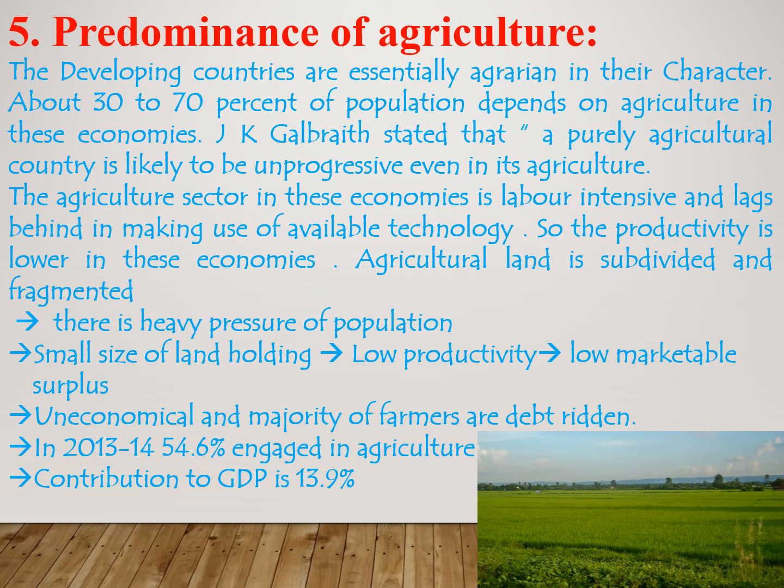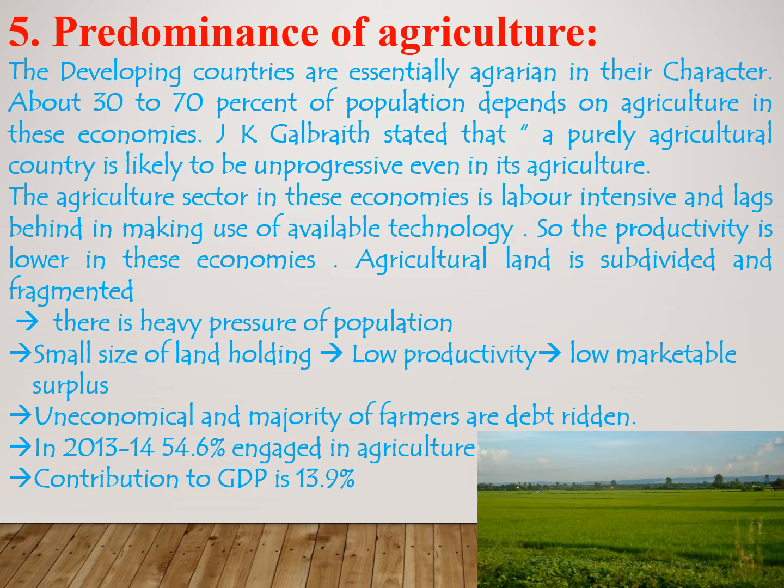The predominance of agriculture. Most of the developing countries are basically depending on the agricultural sector. About 30% to 70% of the population depends on agriculture in these economies. And purely these countries are likely to be unprogressive according to Galbraith, an economist. The agricultural sector in these economies is labor intensive.